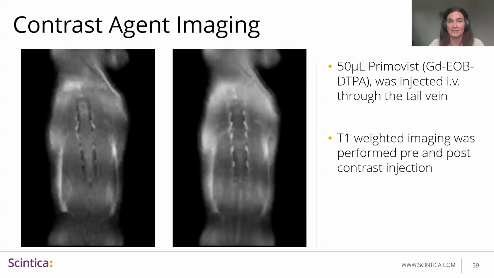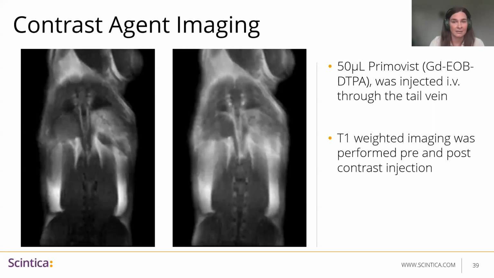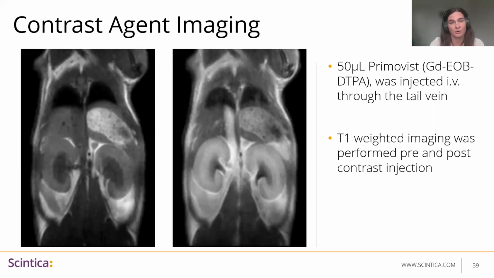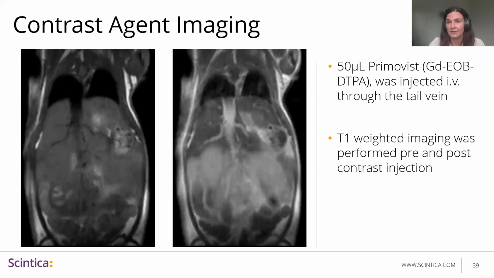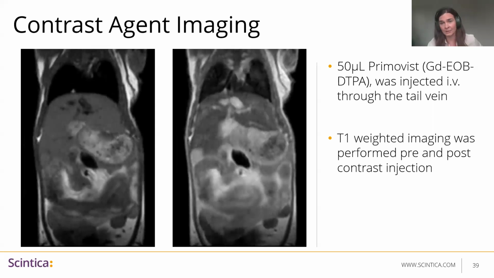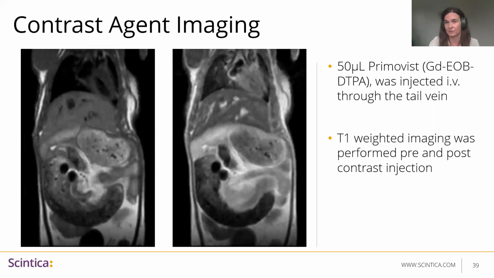As we can see, as these images pan together, areas like the kidney are much more enhanced. We can see that bright area from the gadolinium, and we can acquire these images as pre and post contrast.